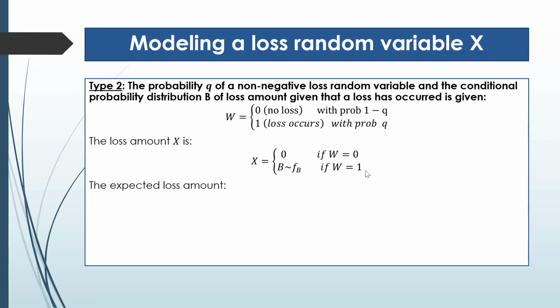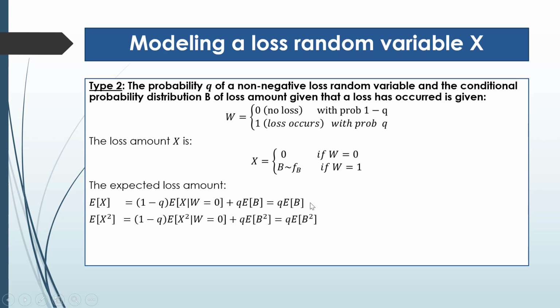So the expected loss amount is E of X equals 1 minus Q times E of X given W equal to 0, plus Q times the expected value of B. And the expected value of X given W equal to 0 is just 0, so the first term disappears. This is equal to Q times the expected value of the random variable B. E of X squared is 1 minus Q times E of X squared given W equal to 0, plus Q times the expected value of B squared. This is equal to Q times the expected value of B squared.